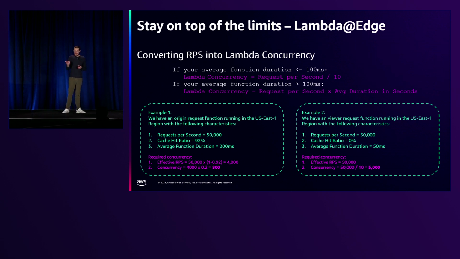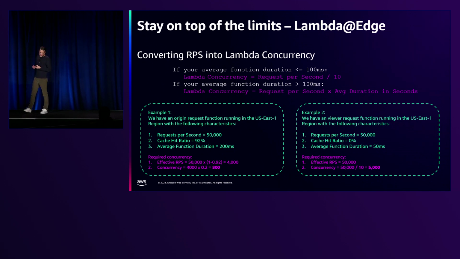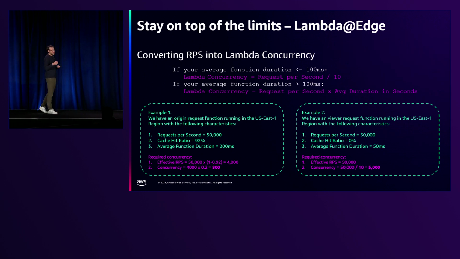Another example here, if you have a viewer request function, those are going to run on every request. So in this case, cache hit ratio doesn't really matter. Assume you have that same 50,000 requests per second coming into your application. In this case, we have a function duration of 50 milliseconds. That's under that 100 millisecond threshold. So in this case, we're going to just divide 50,000 by 10, and we're going to need 5,000 concurrency to support this application.